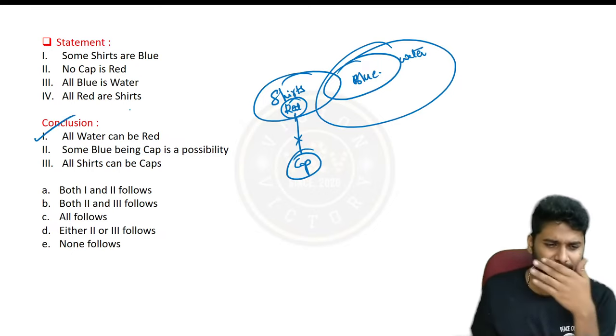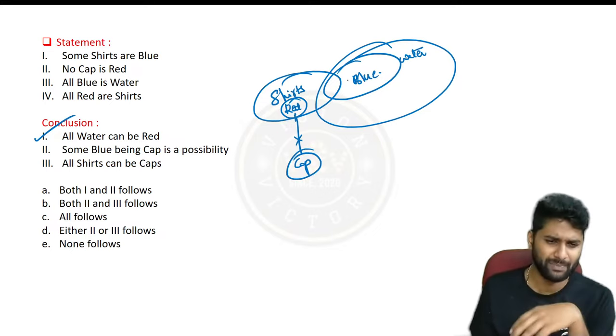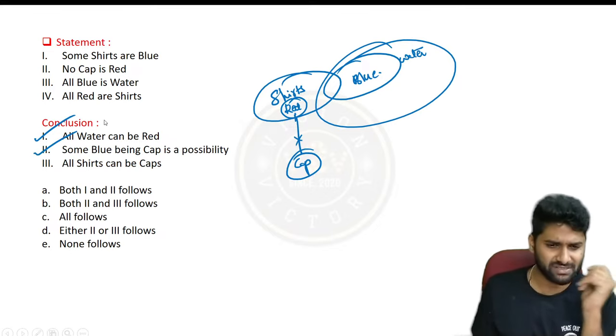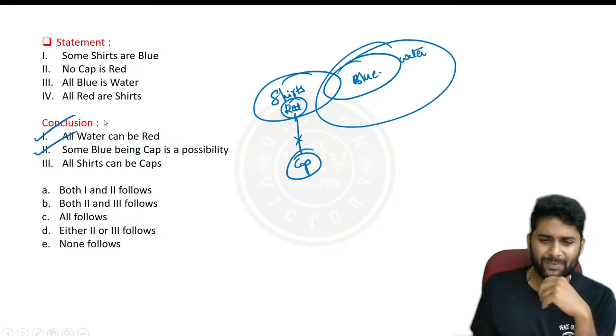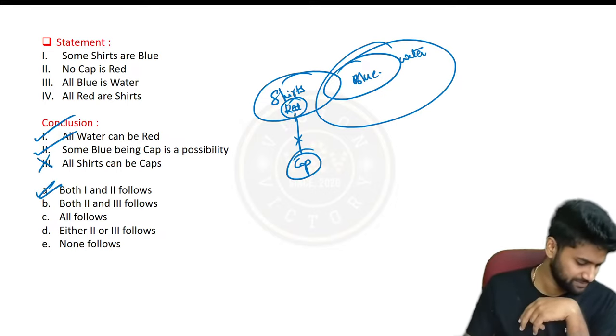So it's possible. Some blue being cap is a possibility. Yes, we cannot take all, but we can take all blue also, because there is no overlapping between red and blue. So we can assume that kind of relation. All shirts can be a cap? It's not possible, because if you take the entire shirt, you will get the red, and you cannot place it with cap. So only conclusions 1 and 2 follow.